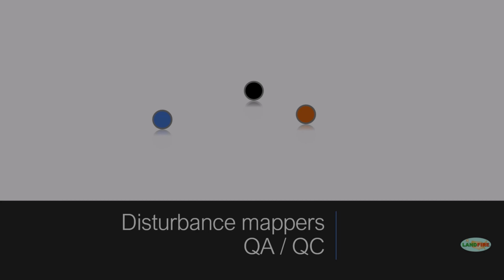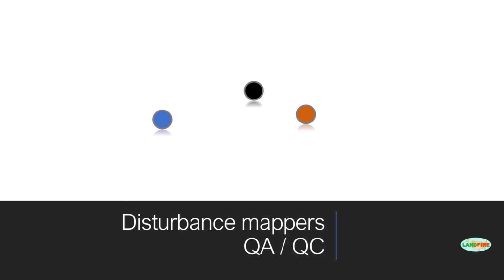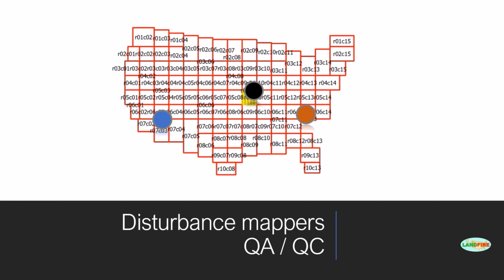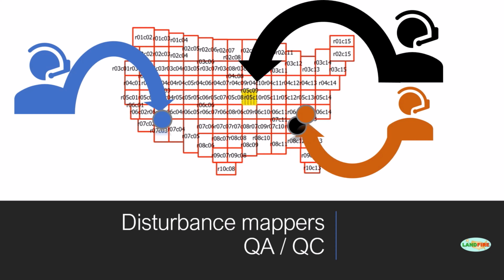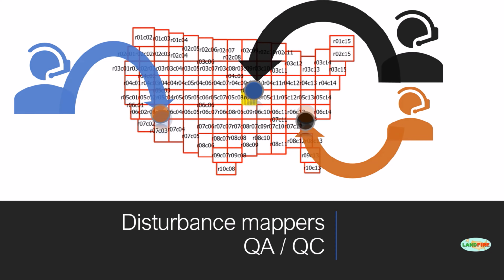To maintain high product standards, the disturbance mapping team works together to review each other's intermediate disturbance products. For example, once a mapper finishes processing a tile, they put it in the queue to be checked by another team member. This review process ensures data consistency and quality.